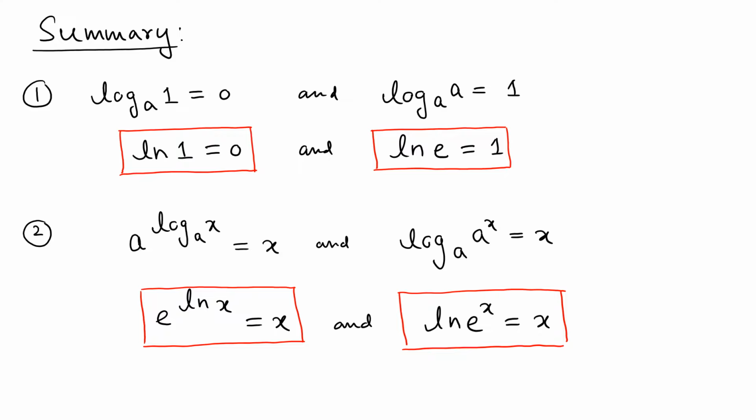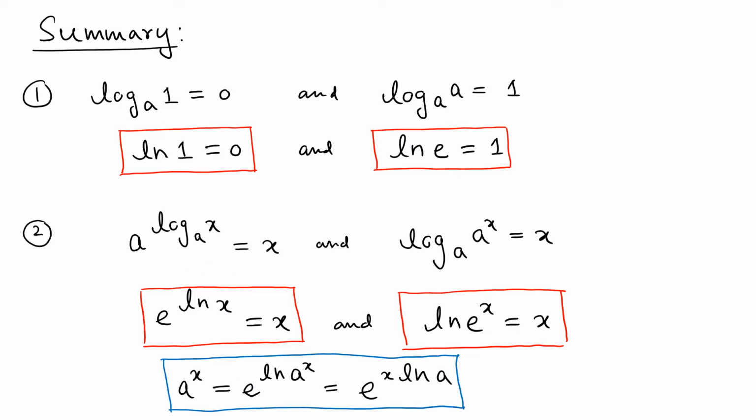Again, as a special case, when a equals e, we have e^(ln x) equals x and ln(e^x) equals x. So for the first one, we know that this is true for x greater than 0, and this one is true for any real x. The same thing here, so this is true for x positive and this is true for any x.